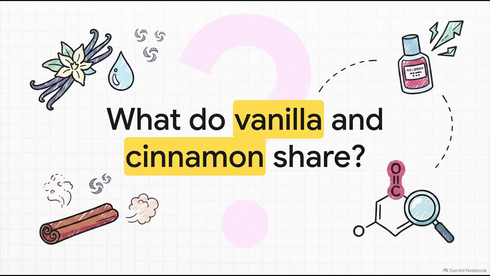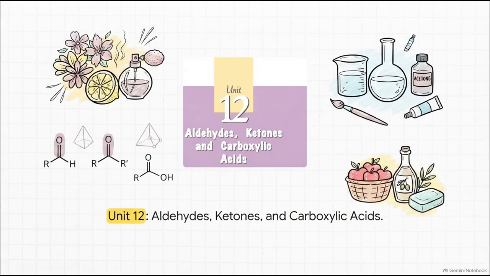But if we put on our chemistry glasses and zoom way into the molecular level, we're going to find a very specific structural feature hiding in all of them. We are hunting for a molecular signature today that literally changes the way we experience the world around us. Well, that molecular signature brings us right here to Unit 12 of your syllabus: aldehydes, ketones, and carboxylic acids.